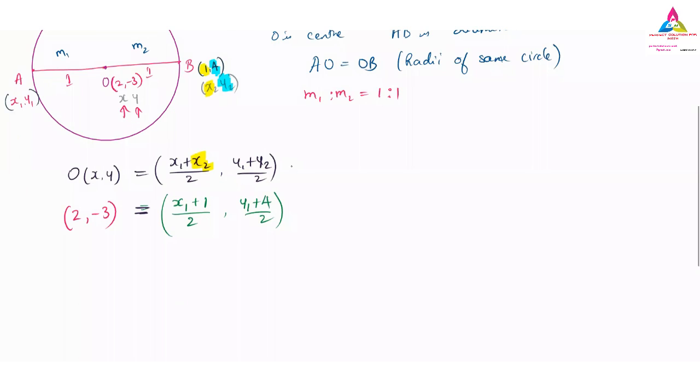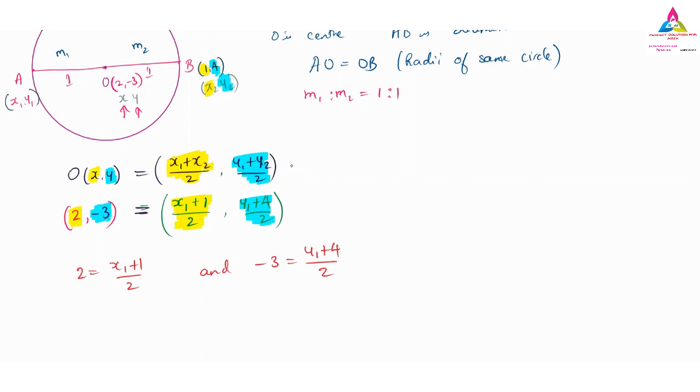When it comes this way, you have to remember the first part relates to the first part. The x value is this whole thing, and the y value is the second whole thing. So minus 3 refers to this whole, and the first one, 2, refers to x1 plus 1 divided by 2. So directly we can write 2 equals (x1 plus 1) divided by 2, and minus 3 equals (y1 plus 4) divided by 2.